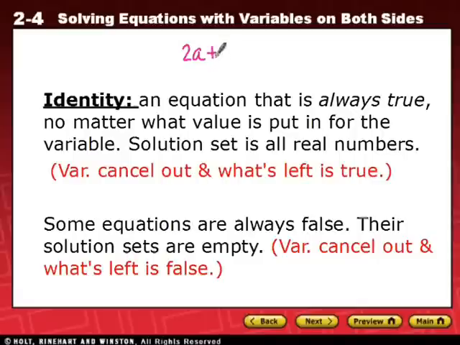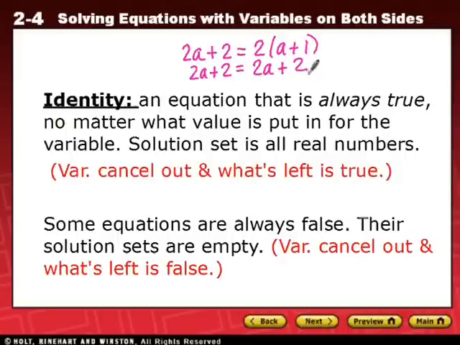So it would be something like this. 2a plus 2 equals 2 times the quantity a plus 1. When you go to solve that, after you distribute, you're going to move the 2a's all onto one side, and what happens? They go away. You can see that the left and the right sides are exactly the same. So you would end up with no a's left and 2 equals 2. So that's an identity.